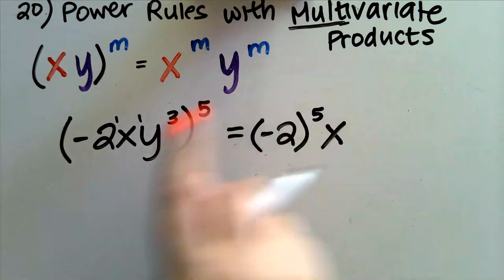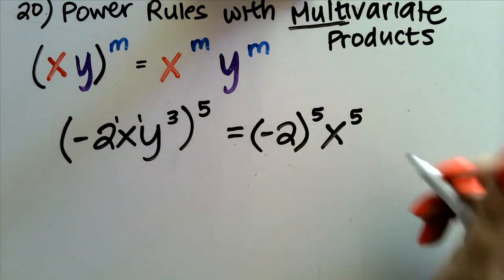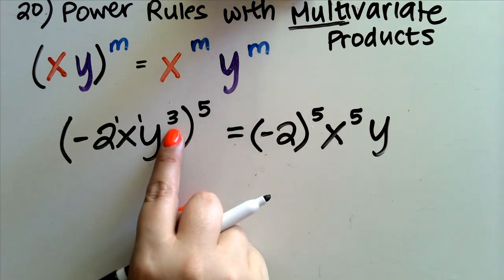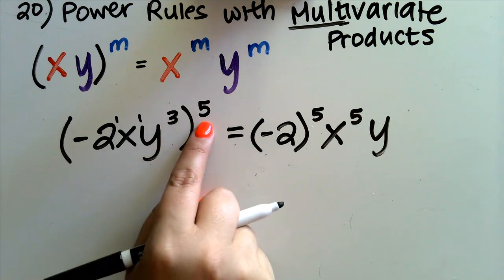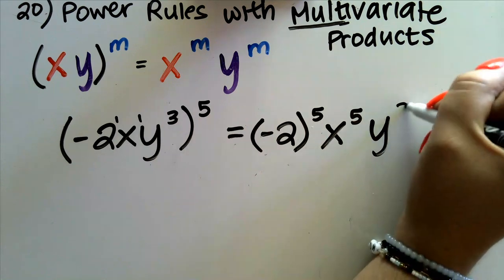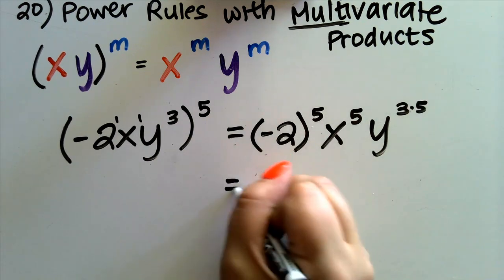X, 1 times 5 to the fifth power. And then we're going to work with our y's. Just like we use with the power of the power rule, we are going to multiply 3 times 5, which we know is going to be 15.